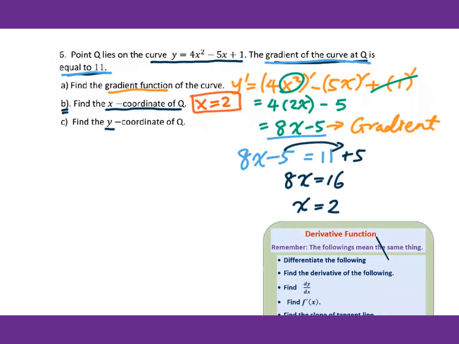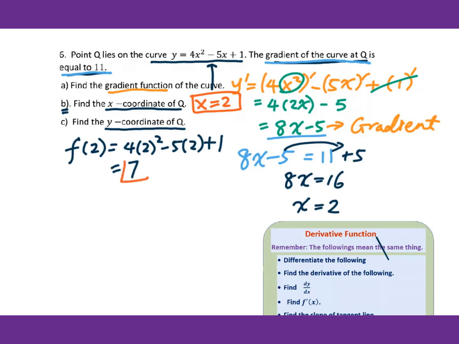For C, find the y coordinate of Q. That means f of 2. We just plug 2 into the original function. So we have 4 times 2 squared minus 5 times 2 plus 1. You can put this into the calculator. That will be 7. Therefore, 7 will be the y coordinate of Q.